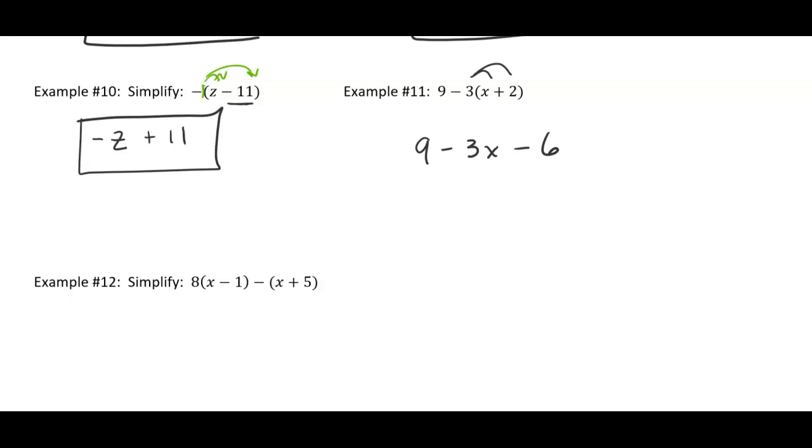But here's the thing. This time we can combine. We can combine the 9 and the minus 6 because those are like terms. So we're going to get 3 minus 3x. So that's a good problem to do. I'm sure there'll be some in the homework. So you want to practice that concept.